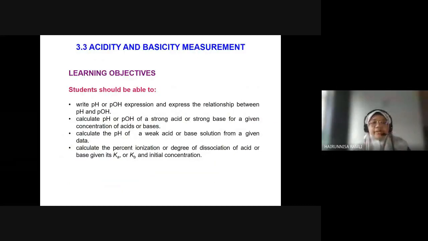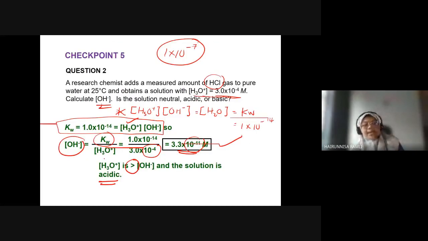pOH. Okay, so just now 3.2, first before I go to 3.3, do you have any questions for KA, KB, KW? The relationship, or pKA, pKB, pKW. Basically it goes around and is more or less the same. And I would say it is also related to what you have learned in chemical equilibrium. Because basically, if you notice, the calculations for KA, KB, pKA, pKB are related to weak acid and weak base. They have nothing to do with strong acid and strong base.